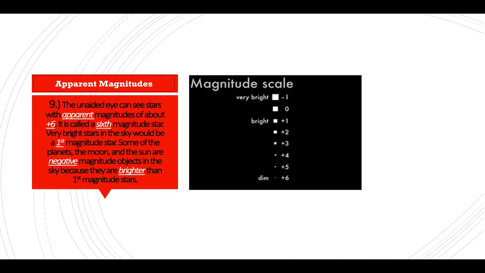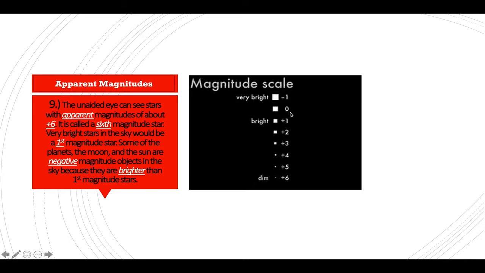The unaided eye can see stars with apparent magnitudes, again, of about +6, or a 6th magnitude star. Very, very bright stars would be 1st magnitude for the most part, except for Sirius, which is a minus. Most of them are around +1. That's what we call a bright star. Some of the planets, the moon and the sun have negative magnitudes, like Venus, sometimes Jupiter, because those objects in the sky are brighter than 1st magnitude stars, so they're negative.